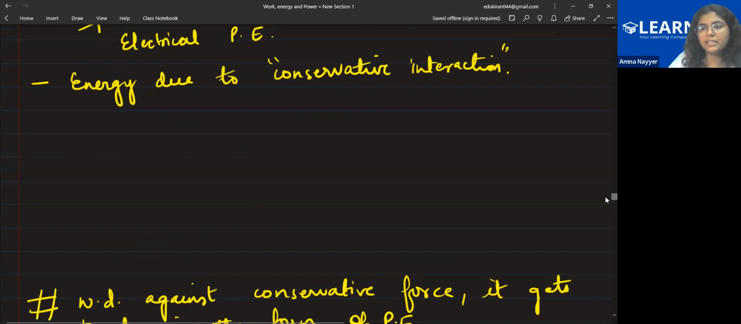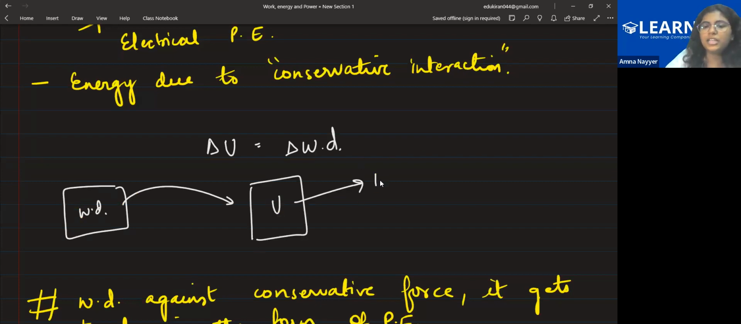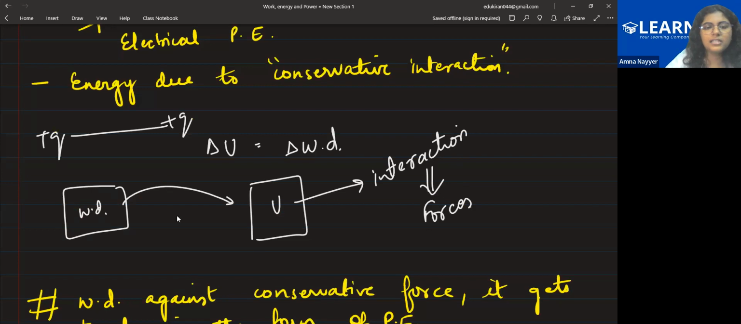So basically, the change in potential energy is the change in work done. The entire work which is being done gets stored in the form of this potential energy. Now we have studied that potential energy is there due to interaction, and interaction means forces are being exerted. Suppose these two charges are present and there is another third charge. Now three potential energies will be there because three interactions are possible.